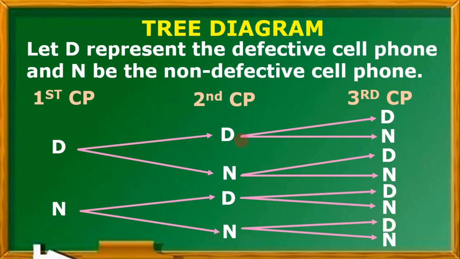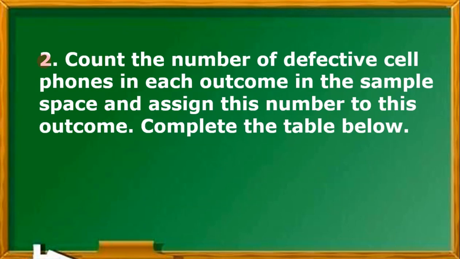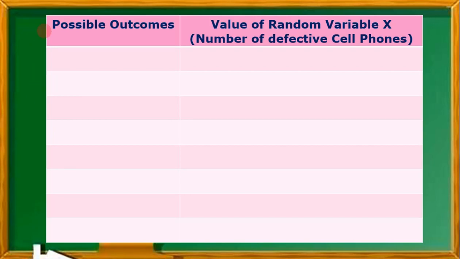So if we gather all this, we have the sample space. The elements are not necessarily in order. You can pick any elements, but for the sake of discussion, we just trace this tree diagram: D, D, D, then D, D, N, and so on and so forth. Next, we count the number of defective cell phones in each outcome in the sample space and assign this number to the outcome. So we have to complete the following table.